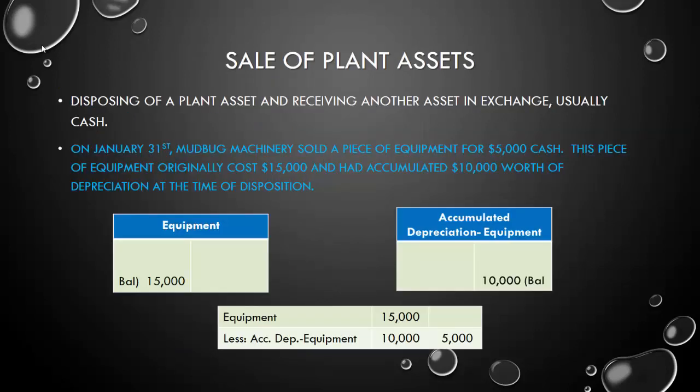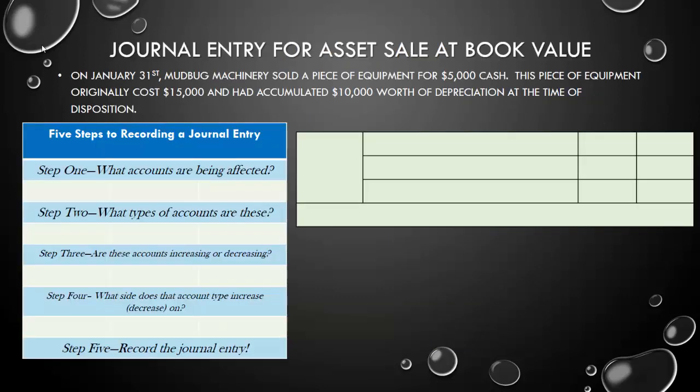Say instead of just disposing of the piece of equipment, we actually sell it. So on January 31st, Mudbug Machinery is going to sell a used piece of equipment for $5,000, receiving cash. The equipment originally cost $15,000, and it has accumulated $10,000 worth of depreciation by the time that we're getting rid of it. Well, looking at our T accounts and the numbers reported on our balance sheet, we are saying this piece of equipment is still worth $5,000, which is exactly the amount that we are getting for it. We are selling it at book value.